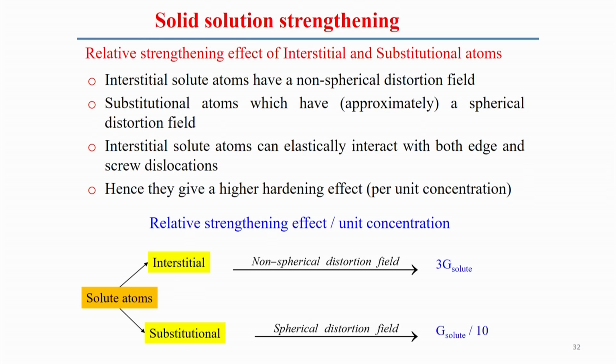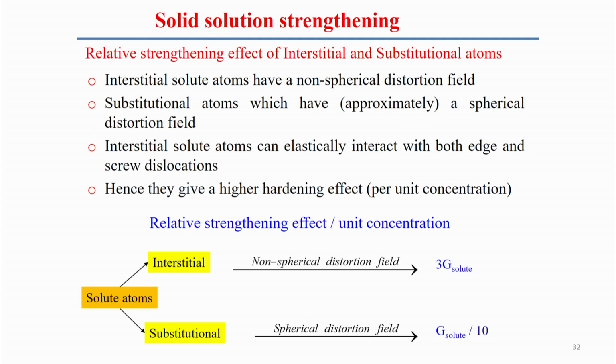But interstitial solute atoms elastically interact with both the edge and screw dislocations, whereas the substitutional atoms interact only with the screw dislocations. Therefore, the hardening effect is probably greater in the presence of interstitial solute atoms, because they interact elastically with both edge and screw dislocations.